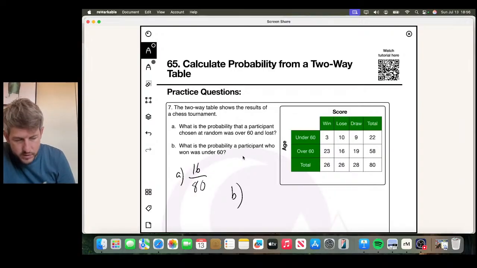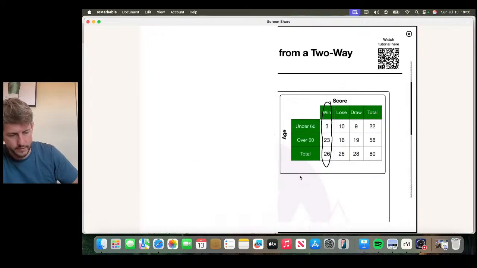Okay. So we're looking for a participant that won that was under 60. Here's all the under 60. Oh no, so we're looking at the winners. So we're looking at this group here. These are all the participants that won. The probability that they were under 60 would have been 3 out of 26.